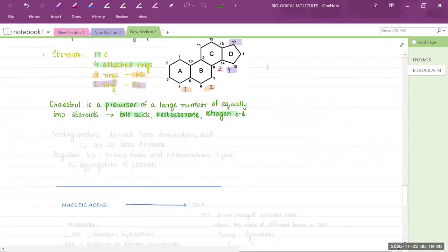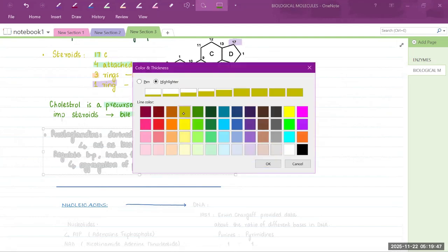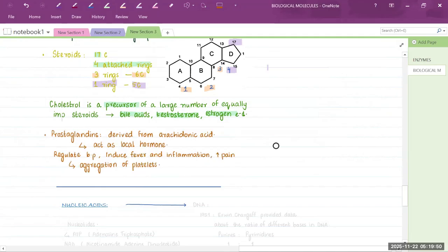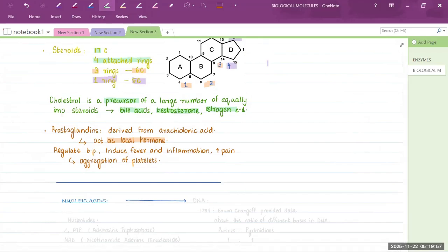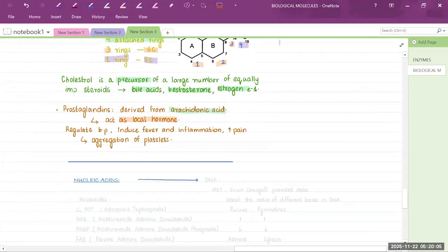Moving on to the last part of lipids, it is prostaglandins. And what are prostaglandins? We have all heard about this term. It acts as a local hormone. It is derived from arachidonic acid, and some of the functions of prostaglandins are that it regulates BP, induces inflammation, increases the sensation of pain, and also results in aggregation of platelets.